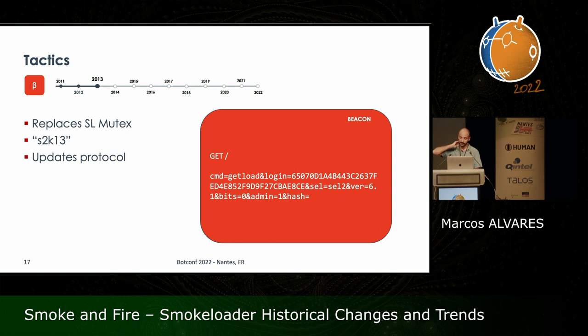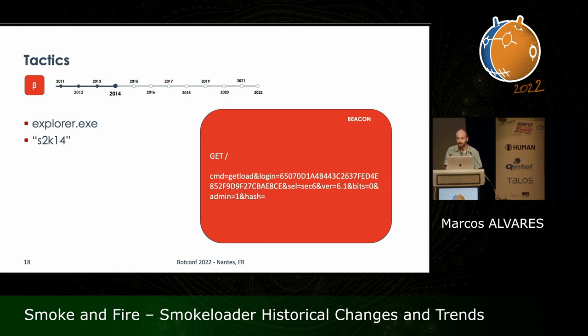Then Smokeloader spent some time building up the customer base, and you could see a new update in 2013. In this update, you could see Smokeloader doing some house cleaning and cleaning up some fingerprints. Smokeloader replaced the Smokeloader mutex with the bot ID, which made it less detectable, but updated the protocol a little, with a hard-coded string with the version of the bot. But you could see it was still a very simple piece of malware. All the protocol and the communication were sent via HTTP GET, and everything was in plain text.